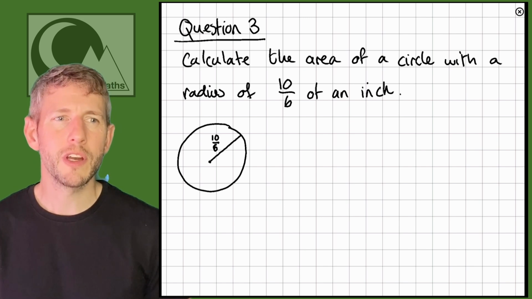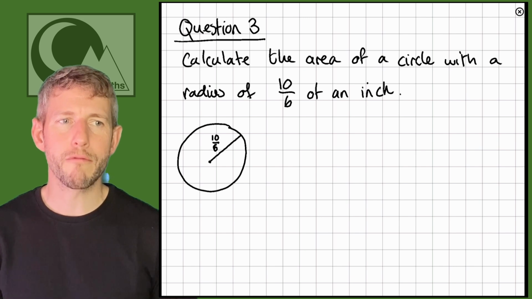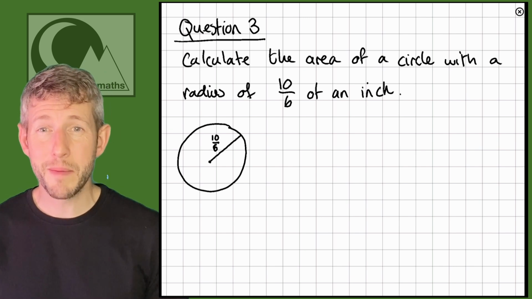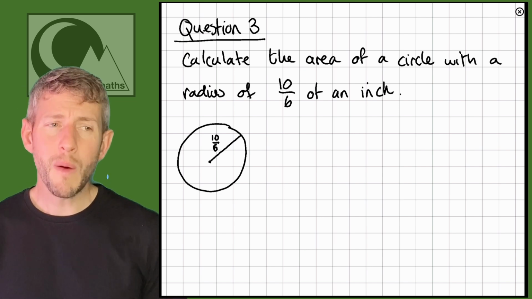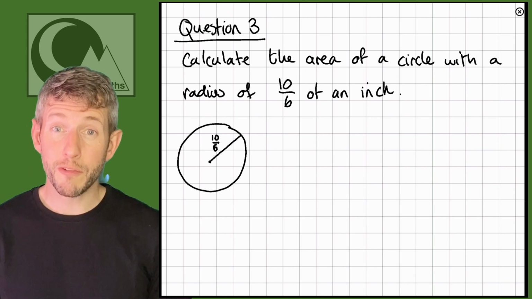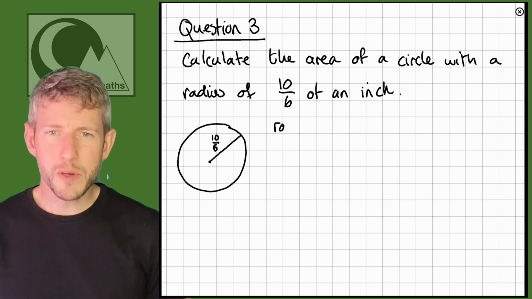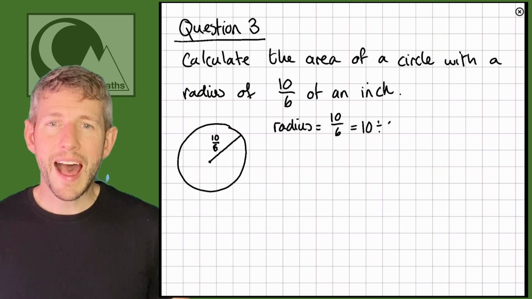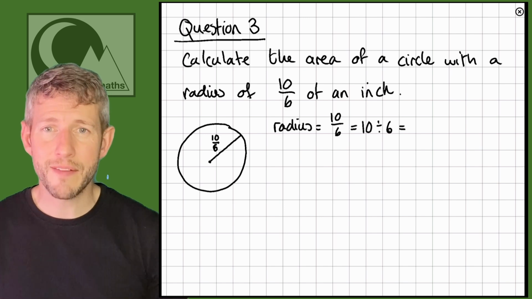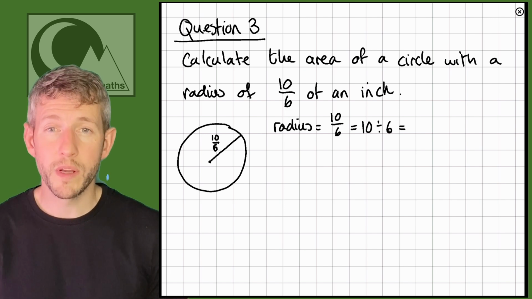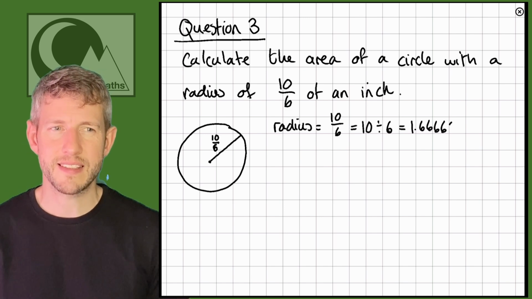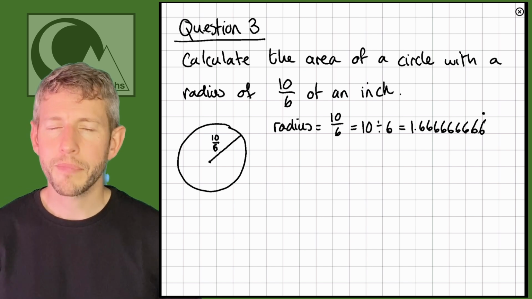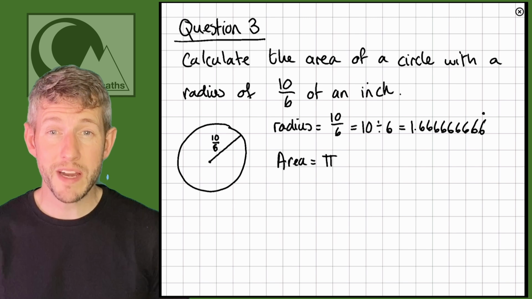Okay, so let's have a look. Calculate the area of a circle with radius 10/6 inches. Okay, so I'm actually going to do this the same as I did last time. So, actually, we've already got the radius, which is nice. But I'm still going to deal with it in the same way. So I'm going to do 10 divided by 6. Okay, and I know that 10 divided by 6 equals 1.6 recurring. So that's 1.66666666.